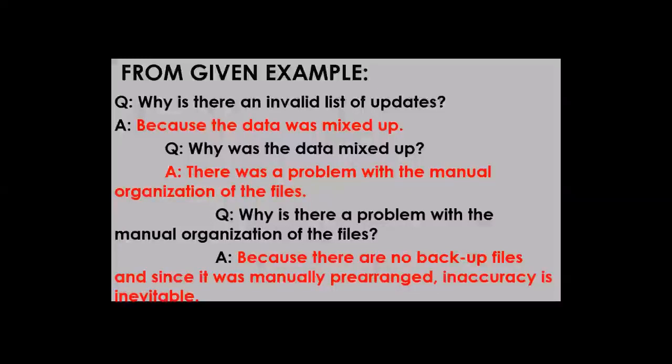Why is there an invalid list of updates? Because the data was mixed up. Why was the data mixed up? There was a problem with the manual organization of the files. Why is there a problem with the manual organization of the files? Because there are no backup files. And since it was manually arranged, inaccuracy is inevitable. That is the final root cause.